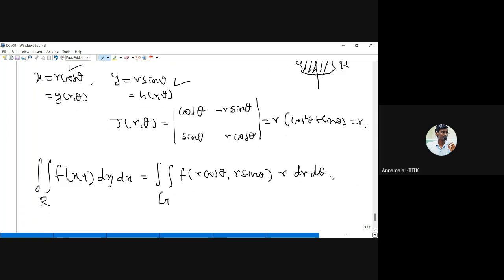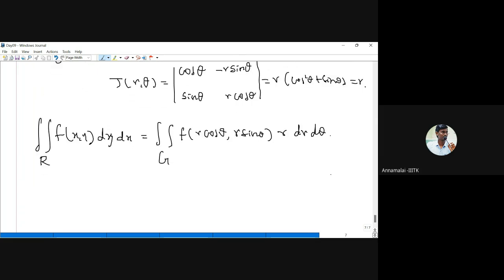So you have to choose the suitable function. Maybe we can solve one problem quickly and then we can stop. So related to this, maybe I give the idea to solve the problem.